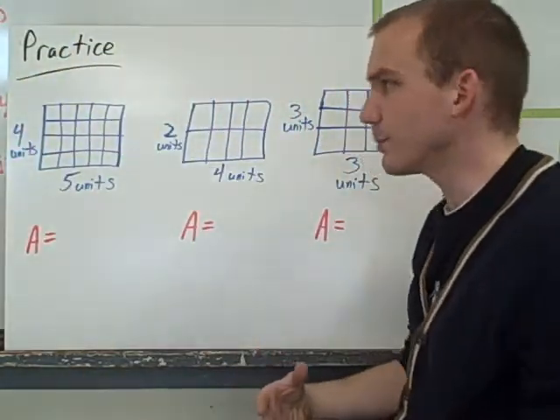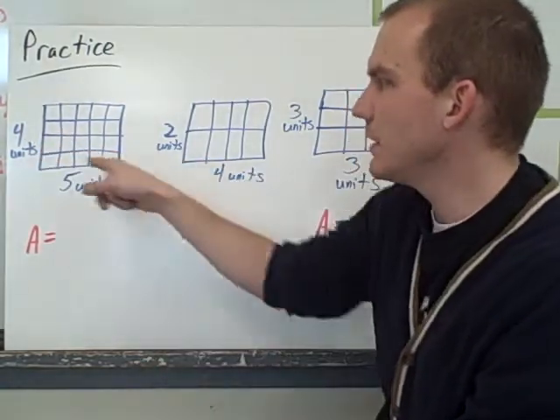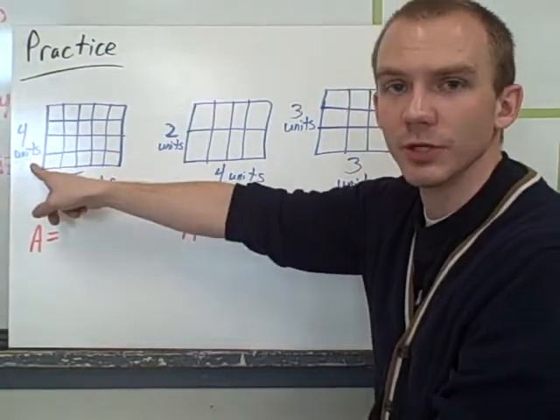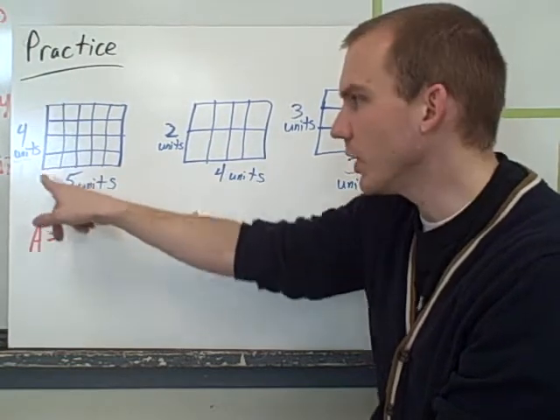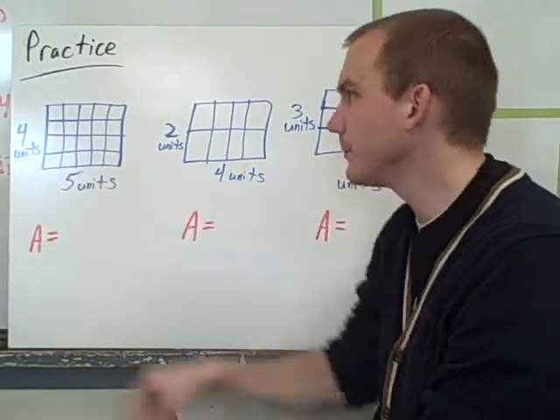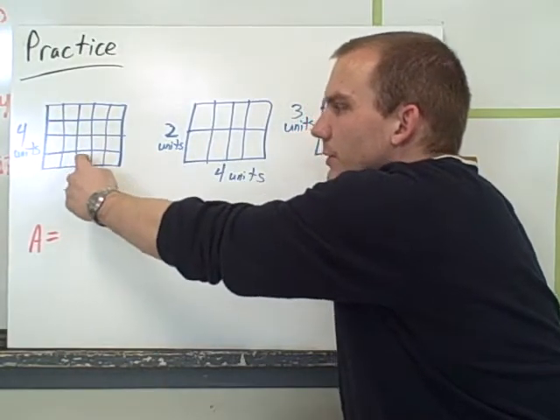Finally, let's do some practice. First one, you have a rectangle that is 4 units wide and 5 units long. Again, the bigger number is called the length, the smaller number is called the width. 4 units, 1, 2, 3, 4, 5 units, 1, 2, 3, 4, 5.